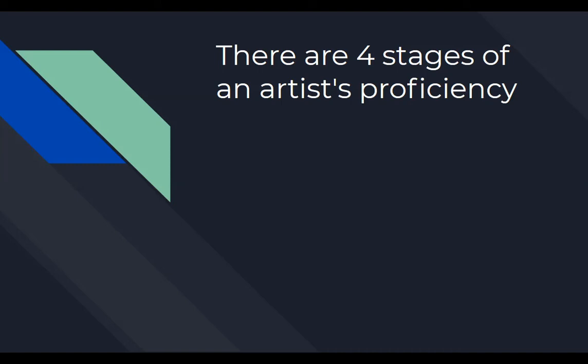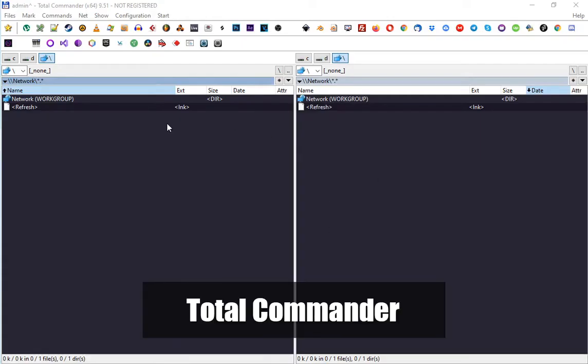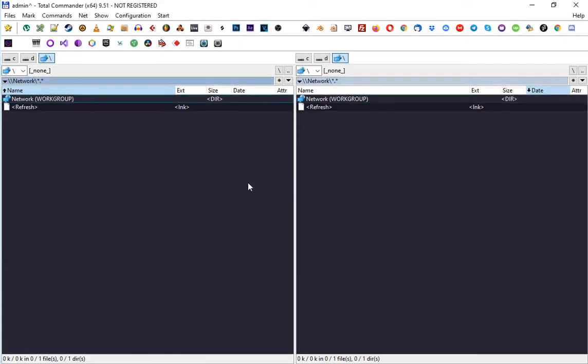Hi, there are 4 stages of an artist's proficiency: fast and bad, long and bad, long and good, fast and good. And to get quicker to this fourth stage, I will talk about Total Commander and why you should use it in your production. Total Commander is a 2-panel file manager that speeds up your workflow with files drastically. And I will tell you the main reasons why I'm using it and why you should use it too.